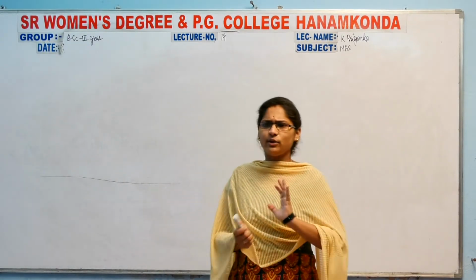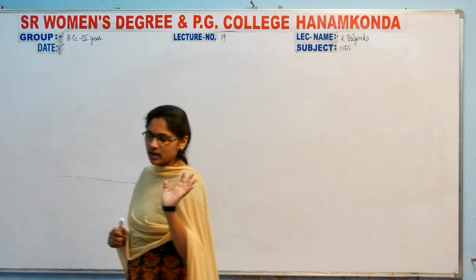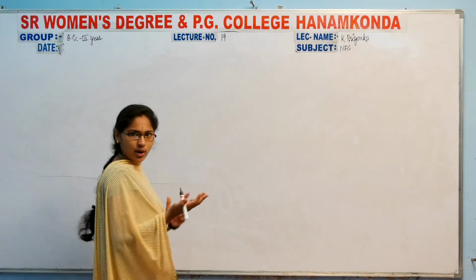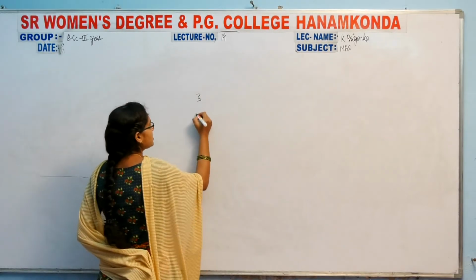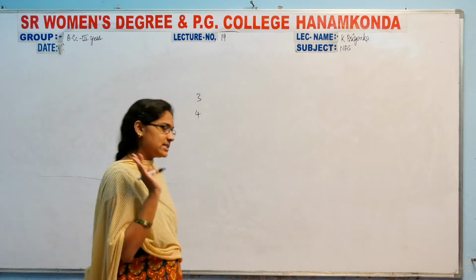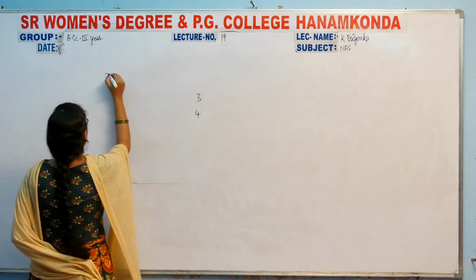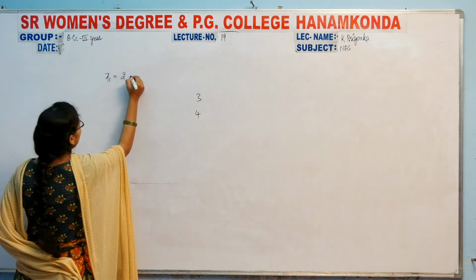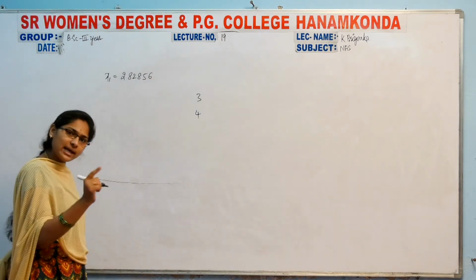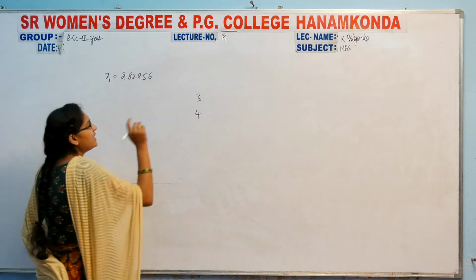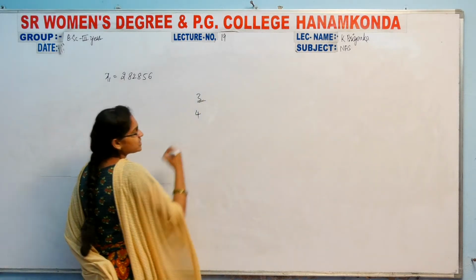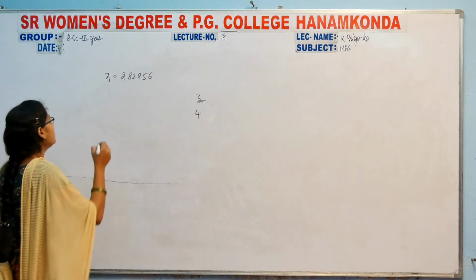And one thing I want to clear to you. Generally, in the questions they are asking about rounding off, that means up to 3 decimals, up to 4 decimals. Girls, please don't confuse, listen carefully. For example, I have the value for x1 as 2.82856. You can take it like that also. If they mention in the question up to 3 decimals, then what do you have to do?